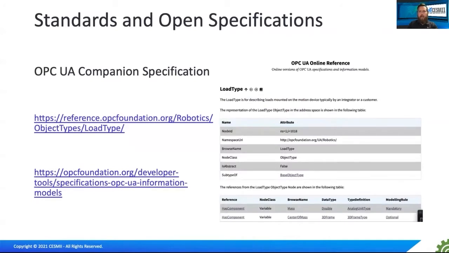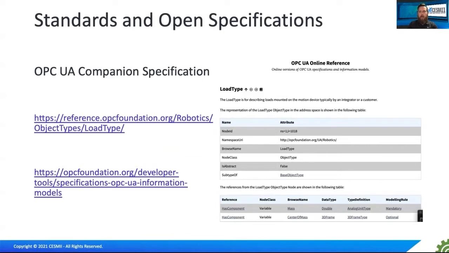This is an example of the companion specification for robots. This joint companion specification can be found at reference.opcfoundation.org/robotics. Here you'll see a human-readable document describing the load type for robotics. This load type is just one of the object types of robotics. Additional examples of companion specifications can be seen on the OPC Foundation's website.